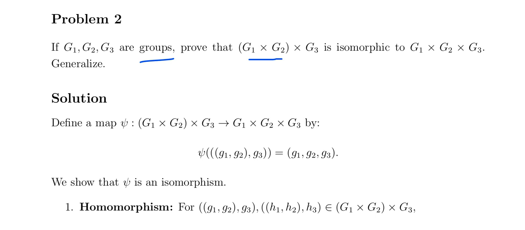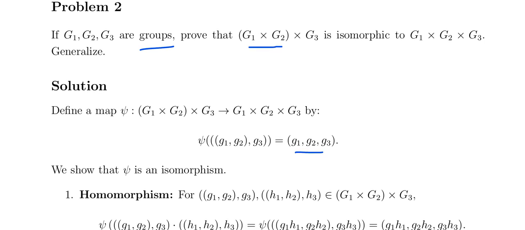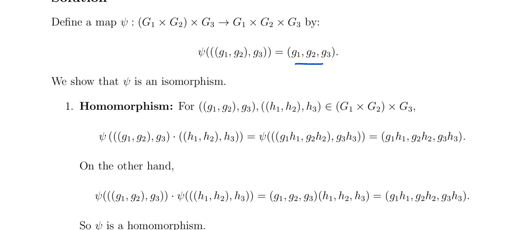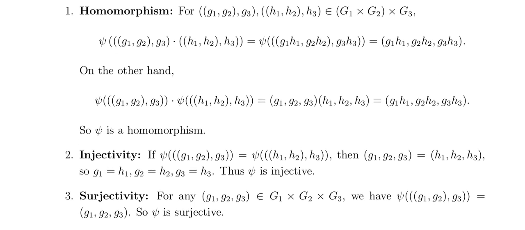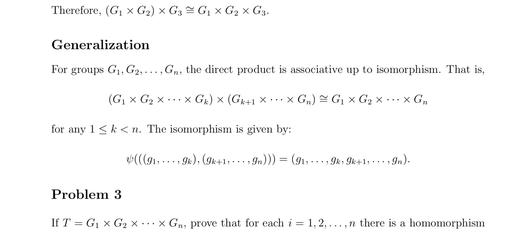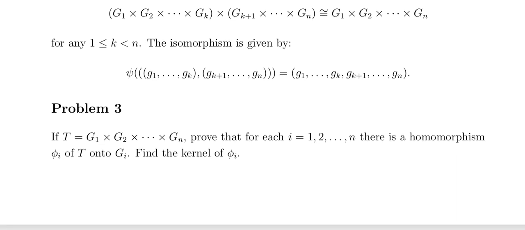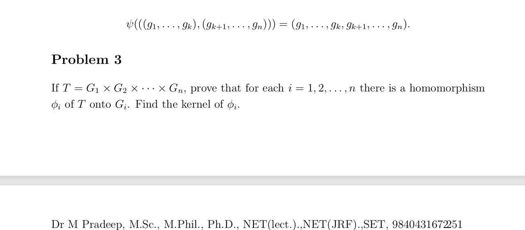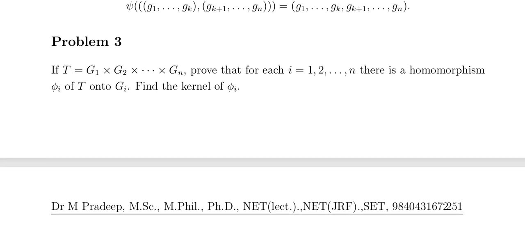For a simpler proof, define the function psi of (G1, G2, G3) equal to (G1, G2, G3). We can prove easily that this is an isomorphism: just prove it is a homomorphism, and then one-to-one and onto, so both are isomorphic. We can generalize this. Here T equals the product of G1, G2, ..., Gn.